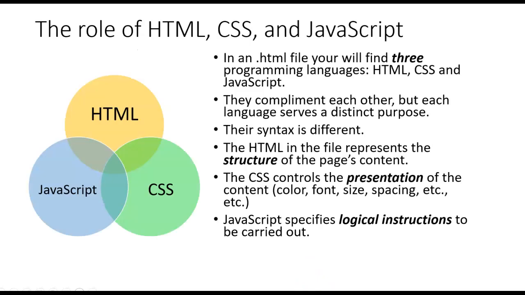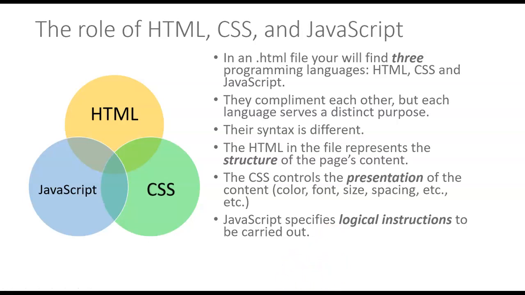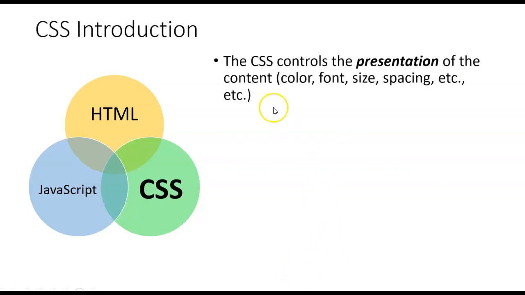So you've seen this slide before. You now know that in any HTML file, you're likely to find 3 separate programming languages: HTML, CSS, and JavaScript. Those are separate languages. They complement each other, but they each serve a distinct purpose. They have different syntax. HTML gives you structure, CSS controls presentation, and JavaScript specifies logical instructions to be carried out. So let's zoom in a little bit on CSS.